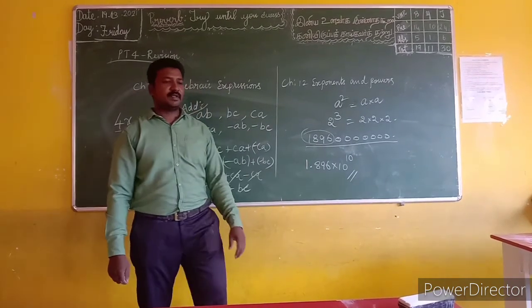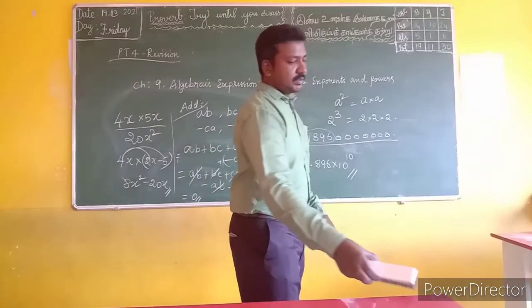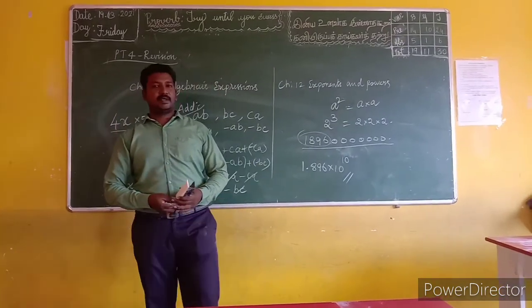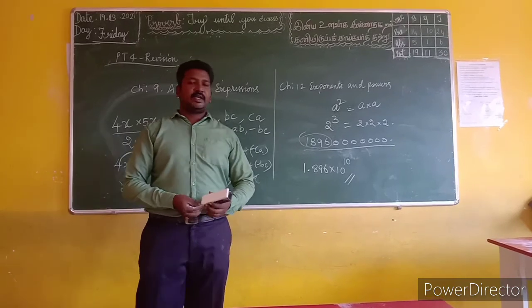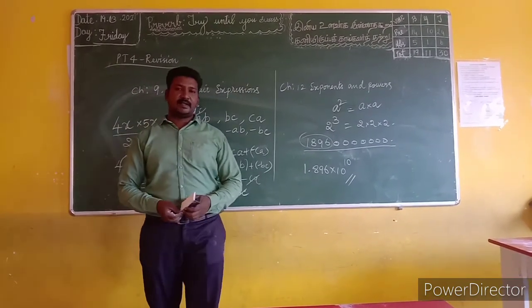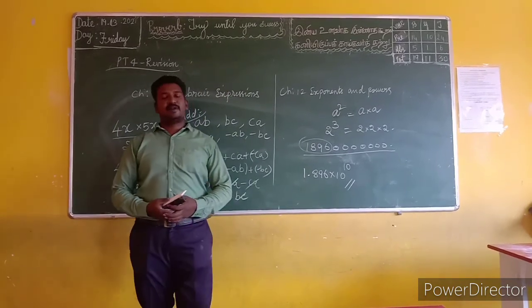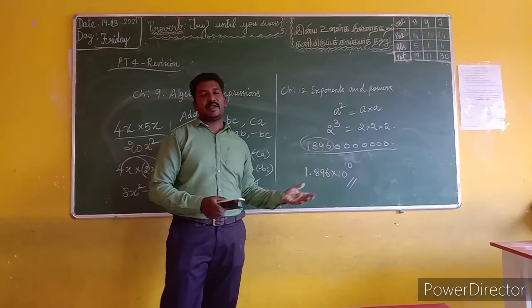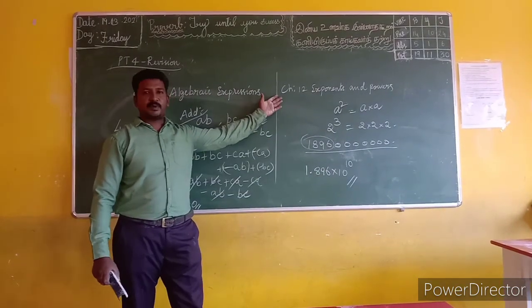So here we have the formulas. You have to read all the formulas. a power m into a power n is equal to a power m plus n. a power m divided by a power n is equal to a power m minus n. So likewise we have 7 formulas. Once you read all the formulas, you can solve any kind of operations in this exponents and powers.